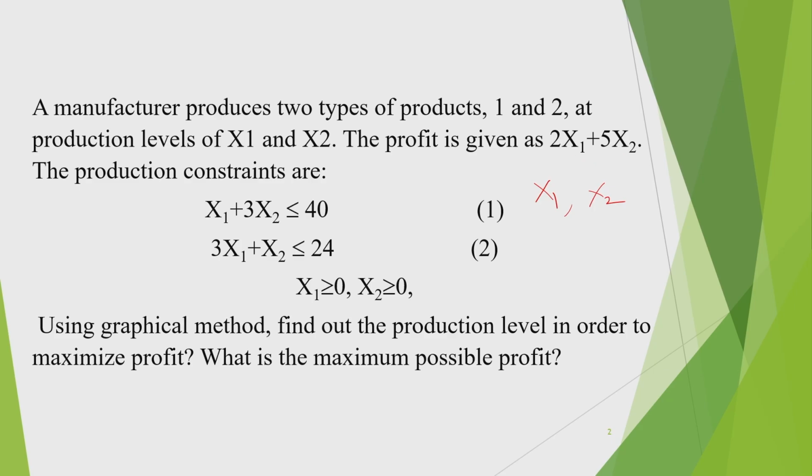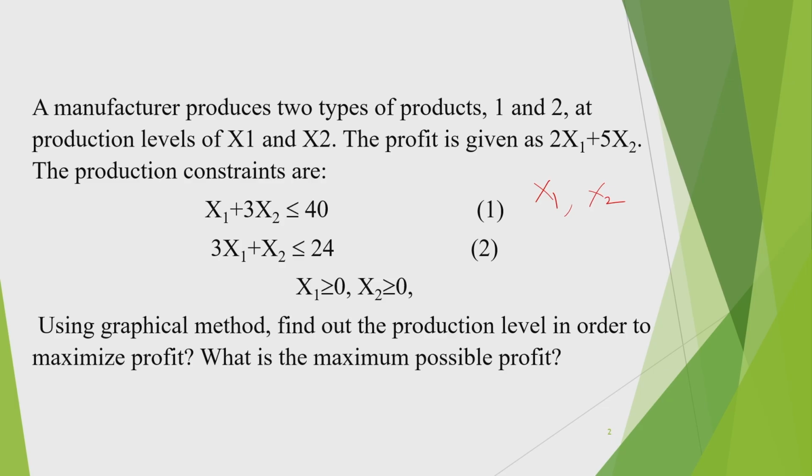The profit is given as 2x1 plus 5x2. That means by selling 1 unit of x1 I get maybe 2 rupees or 2000 rupees, and by selling x2 we get 5 units. You adjust the unit yourself, whether it is dollars or rupees. The objective function is to maximize profit, so maximize 2x1 plus 5x2, and the production constraints are x1 plus 3x2 is smaller than or equal to 40.